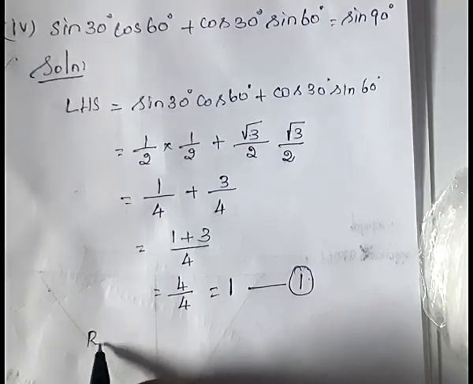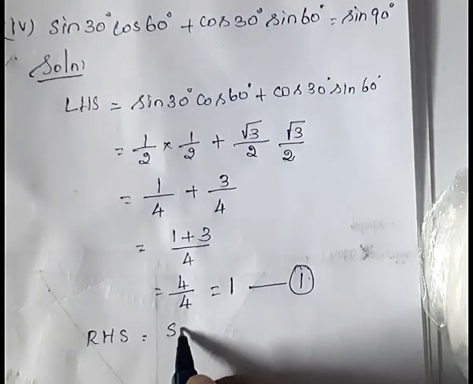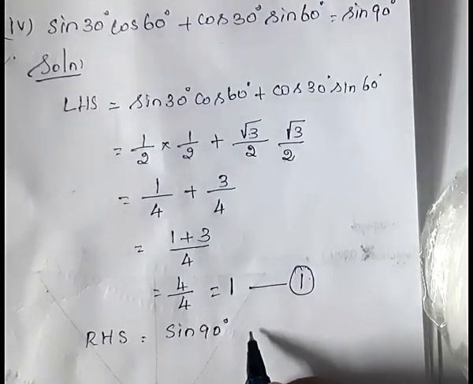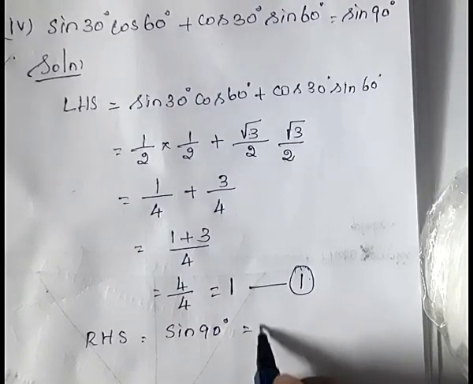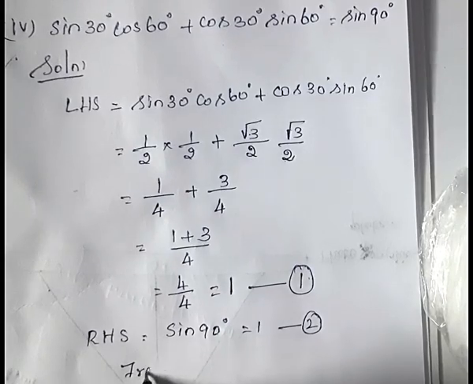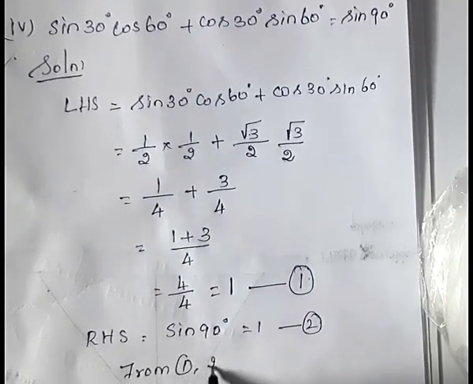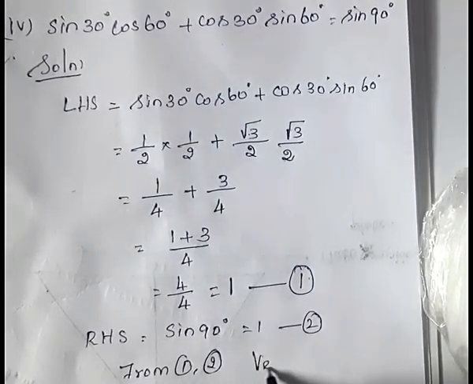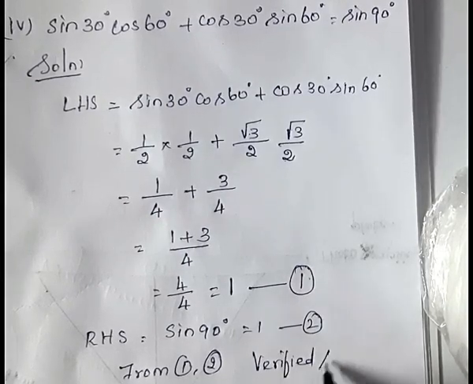Take the RHS. RHS equal to sin 90 degree. Sin 90 degree value is 1. So from 1 and 2, verified. Okay.